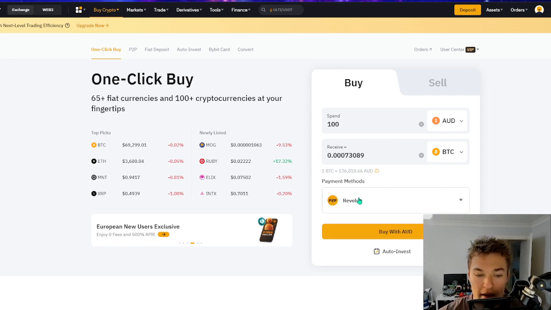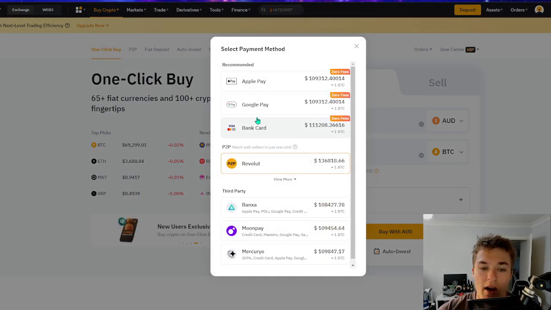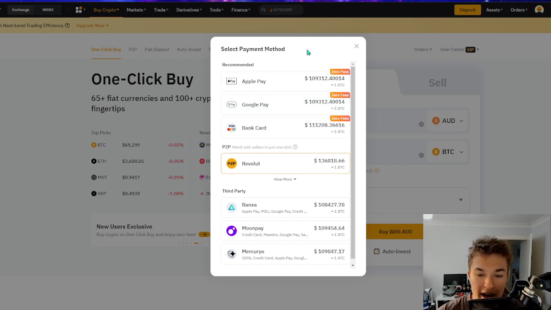Okay, and then you can see that they've got some payment methods that you can use. Now you can see bank card, Google Pay, Apple Pay, no fees. So it's pretty handy to have something that is fee free. You can see with Revolut, you can see the price of one Bitcoin is quite high, about 136,000.